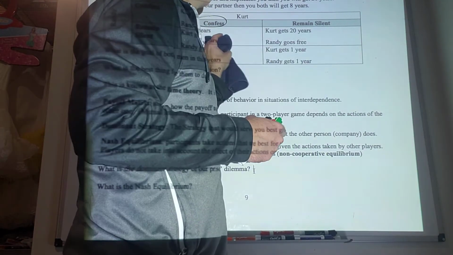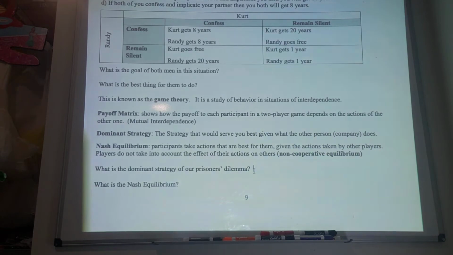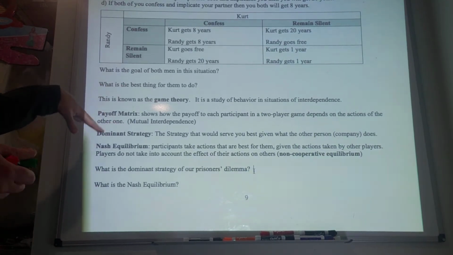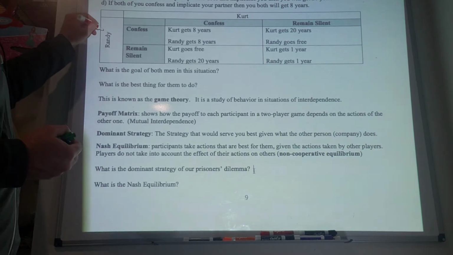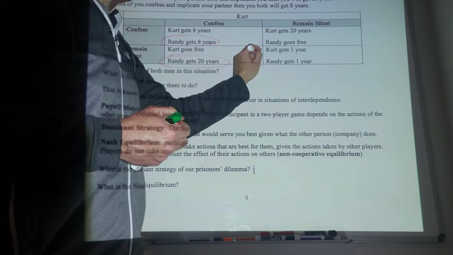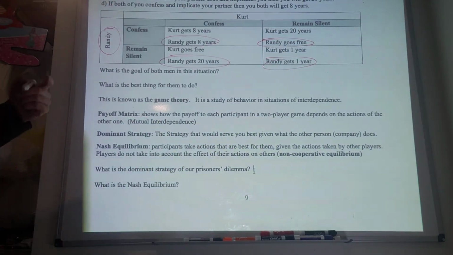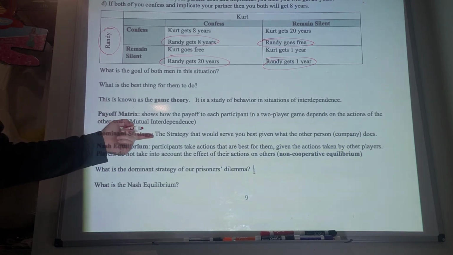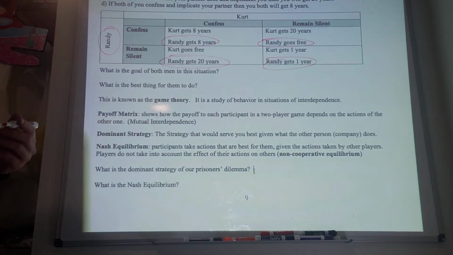Okay, so let me erase this and let me show you how we find what a dominant strategy is. And we will do plenty of these examples, so if it isn't real clear on the first one, don't stress too much. The payoff matrix here, how do we find someone's dominant strategy? Well, let's circle Randy in red here, and I'm going to circle all 4 of Randy's possibilities in red. If I want to find the one strategy that serves you best given what the other person or company does, we'll do examples with companies, that's called their dominant strategy.